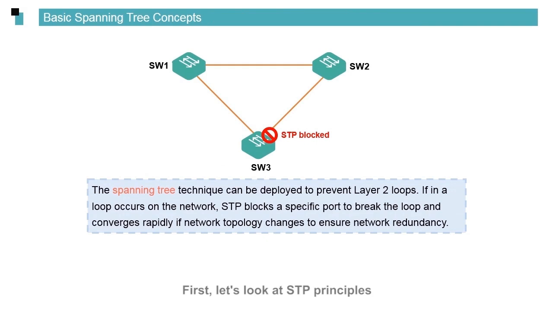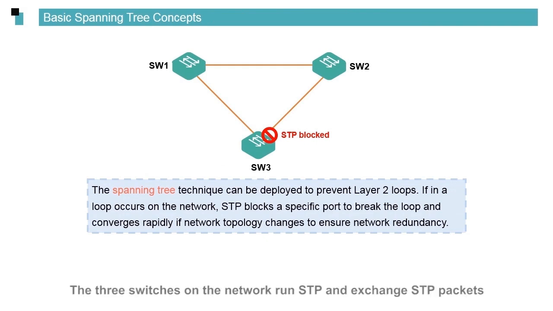First, let's look at STP principles. The three switches on the network run STP and exchange STP packets. STP packets are called Bridge Protocol Data Units. After receiving a BPDU, a switch runs STP to compute a path. If a loop occurs, STP blocks a port to break the loop. If a link fails on another port, the previous port is unblocked. STP helps the network implement redundancy and prevent loops.